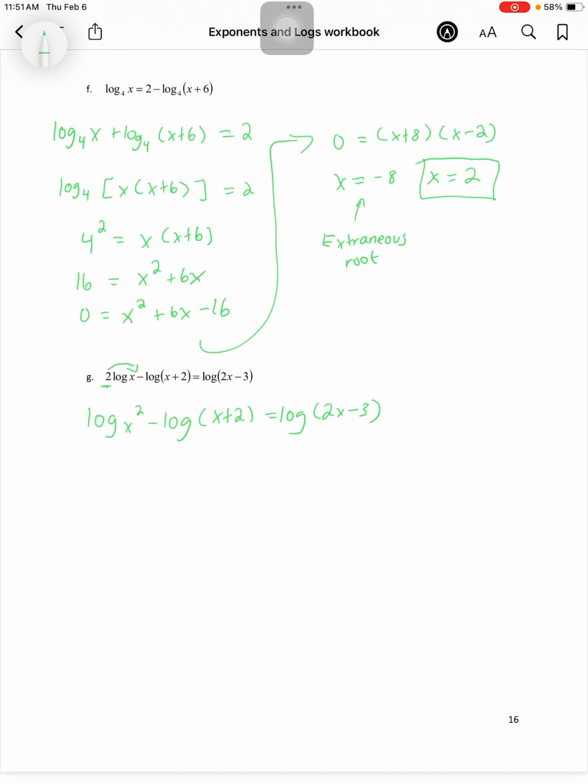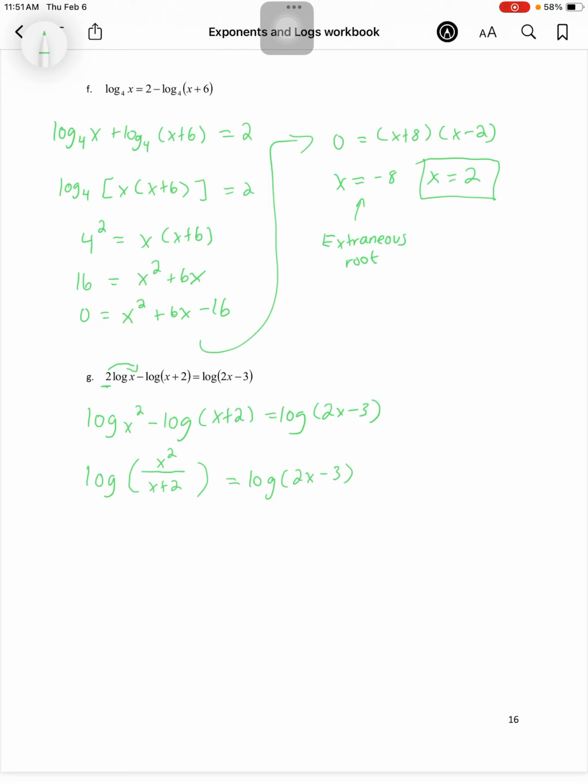So here, I'm going to put everything together. Well, not everything, but I'm going to do the left side first. On the left side, we have a minus sign, which means division law. So log, and then our giant bracket, and the numerator is going to be x squared. Then our denominator is going to be x plus 2, because that's the negative log. And on the right side, it's exactly the same.